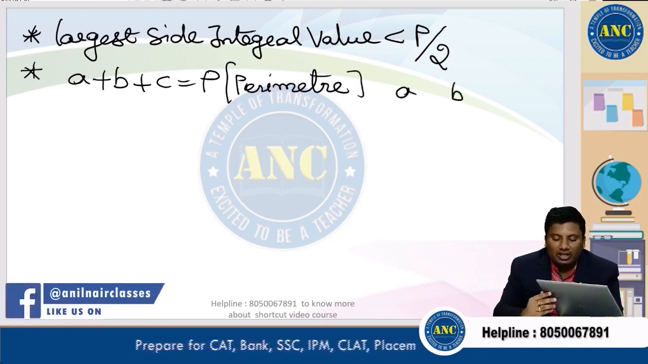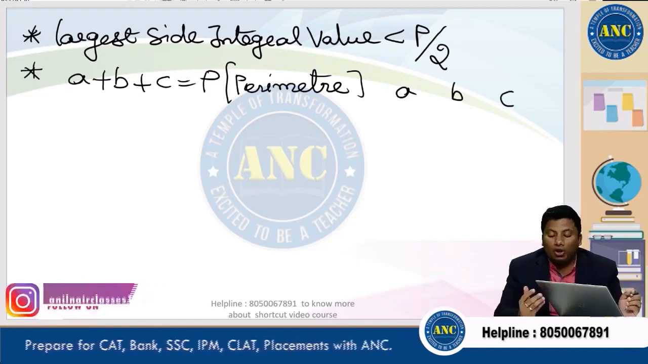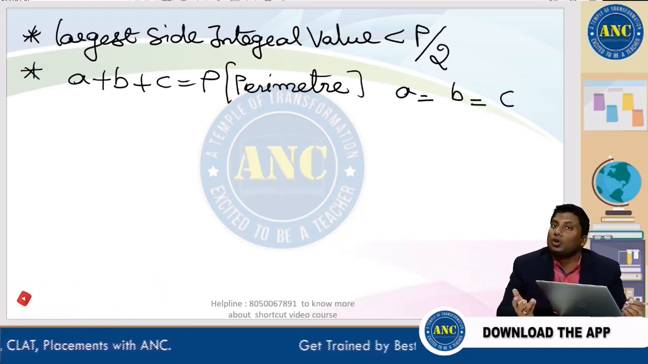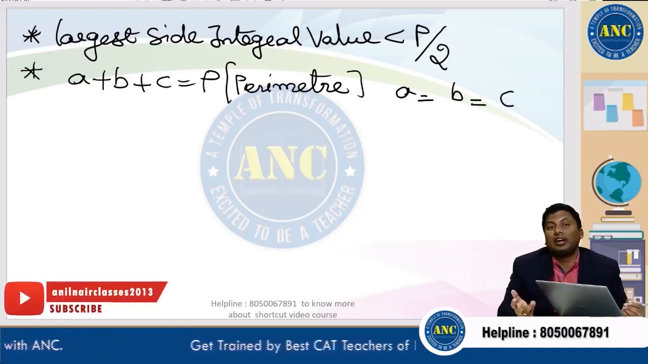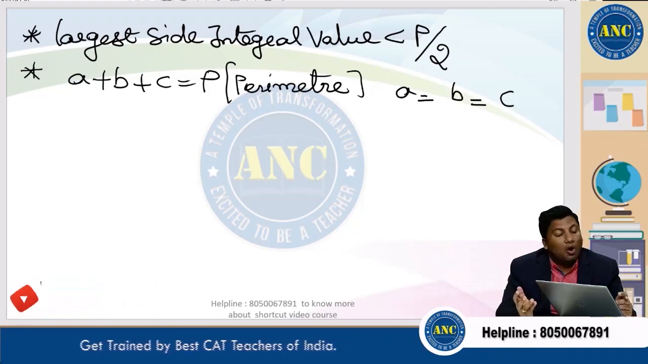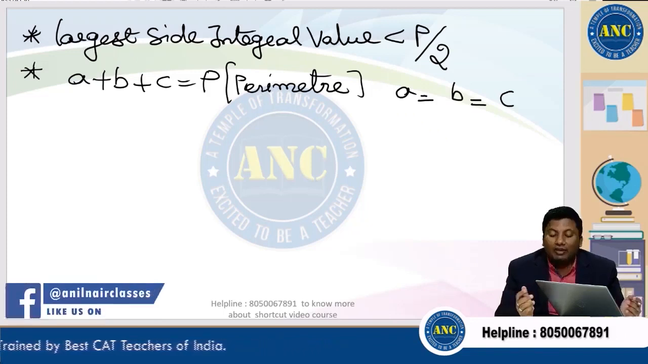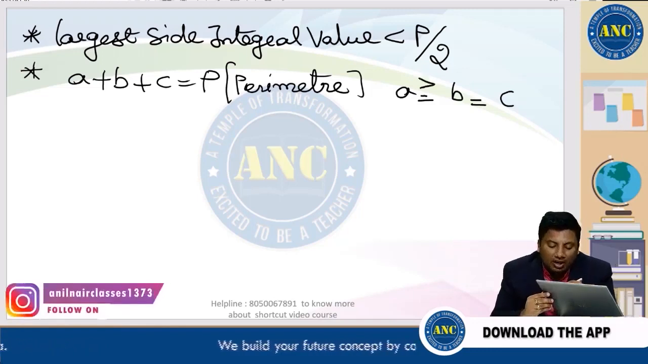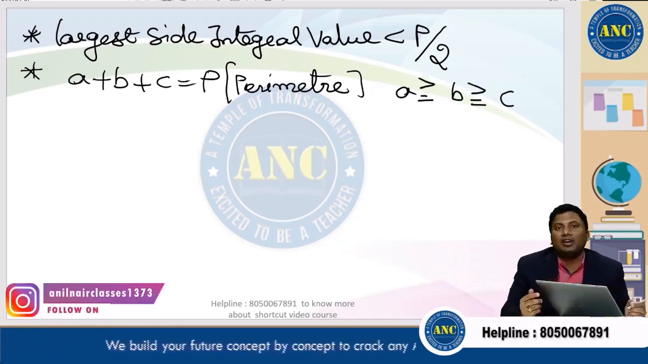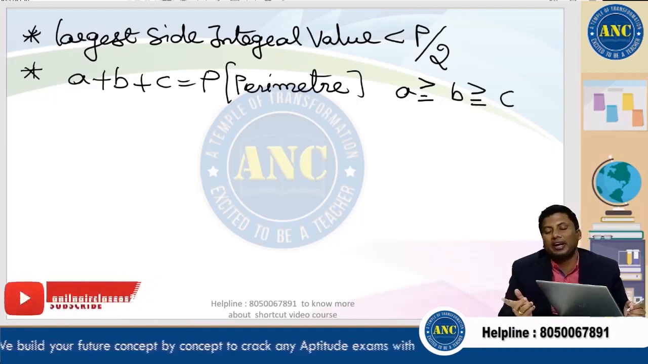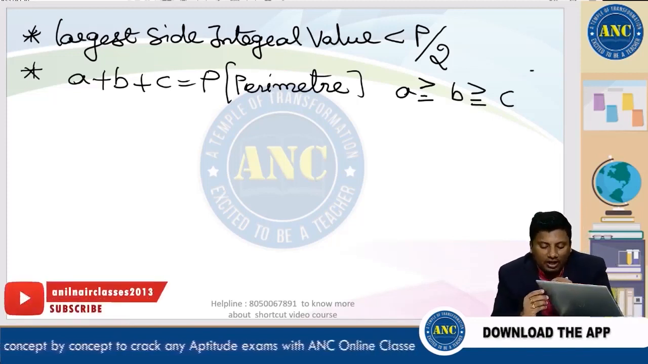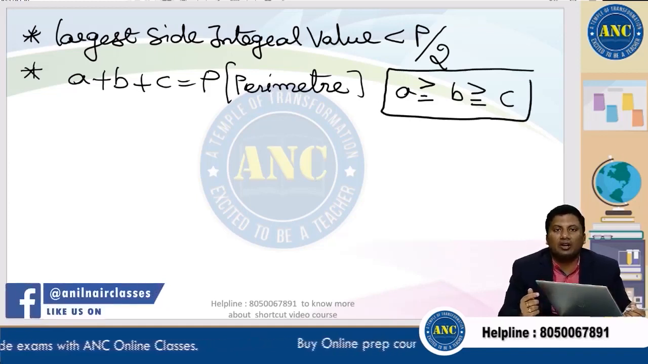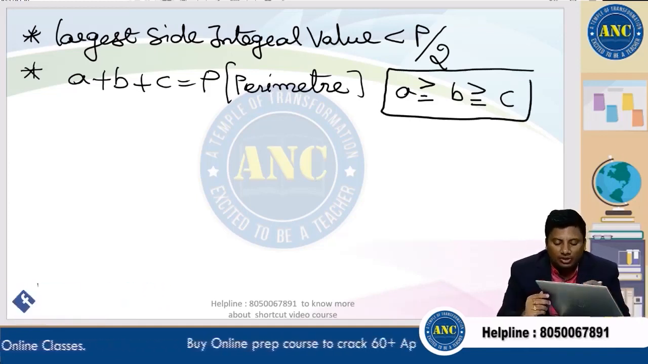Suppose there are 3 sides, A, B and C. All the 3 sides could be equal, which we call an equilateral triangle. 2 sides can be equal, which we call an isosceles triangle. If all the 3 sides are not equal, we call it a scalene triangle. If they are not equal, that means one side will be greater than the other side, which will be greater than the third side. That means the relationship between 3 sides is always A is greater than or equal to B, which is greater than or equal to C.